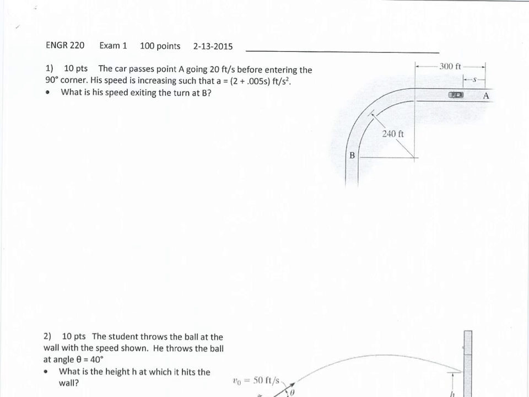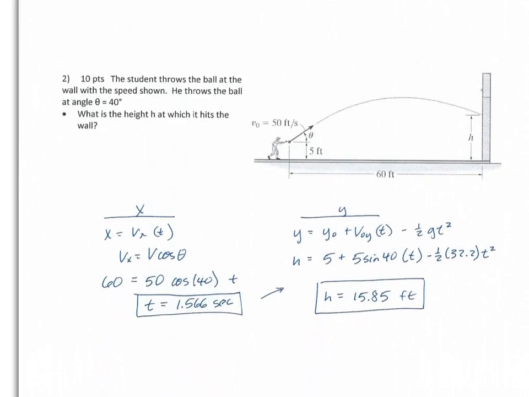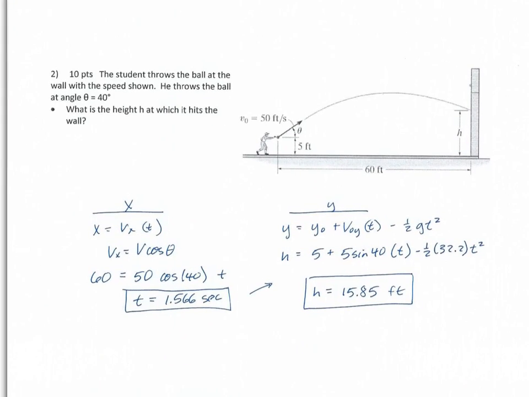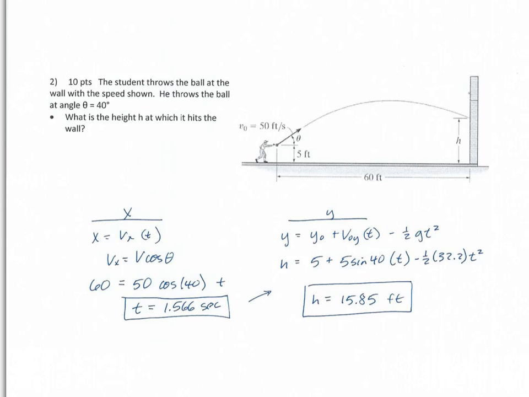If you happen to have the second version, which was given the angle and you didn't know the time, you set it up again exactly the same way, with the x's over here, the y's over here. x is equal to v cosine theta times time. Here you plug the angle in and find out the time. You plug the angle and the time over into the y equation, and you get height is equal to 15.85 feet.